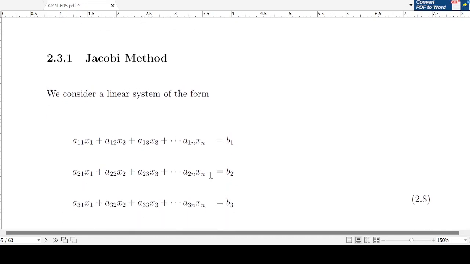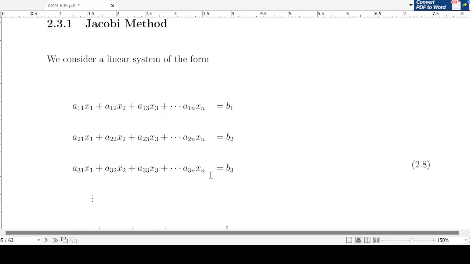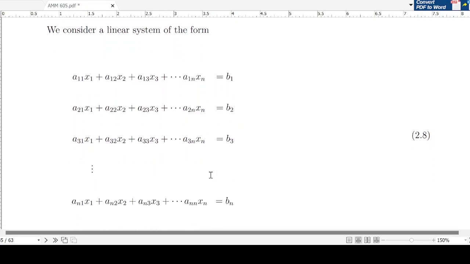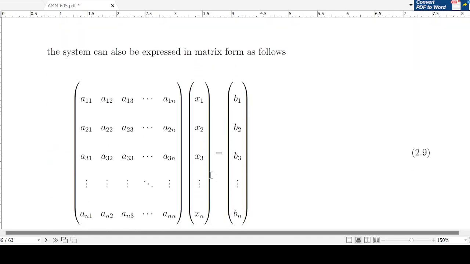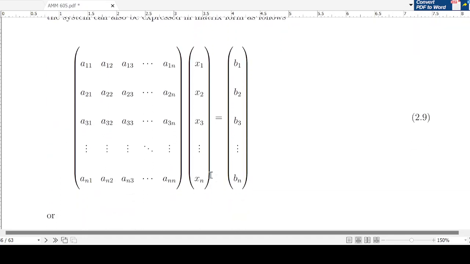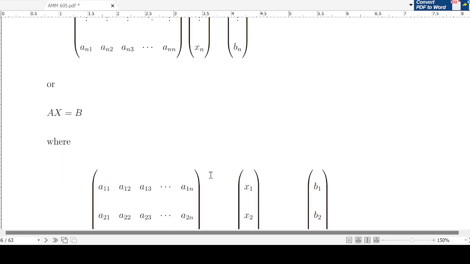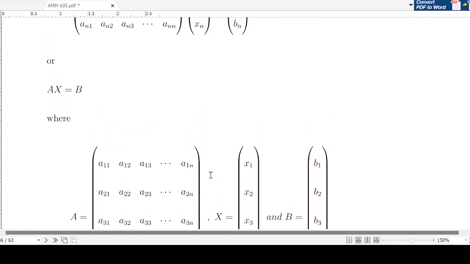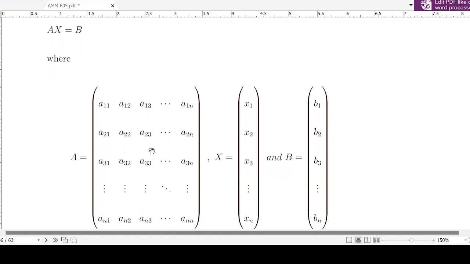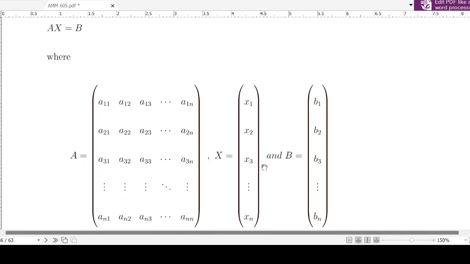Now, we shall consider a system of equations just like the one we have considered earlier using the Gaussian elimination. This system, which we shall call system 2.8, we can also write in matrix form as 2.9. Or we can write it as Ax = b, like here, and define A, x, and b as before.